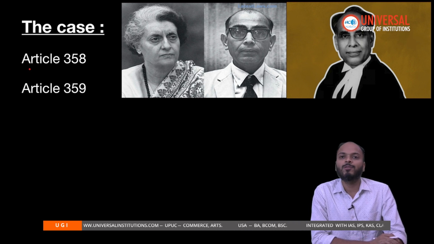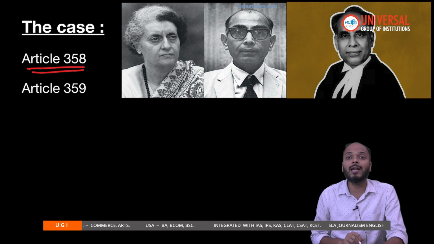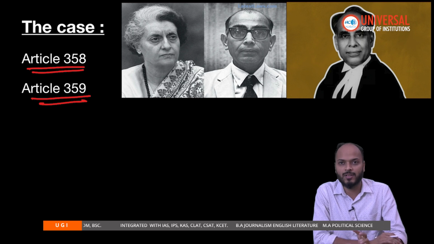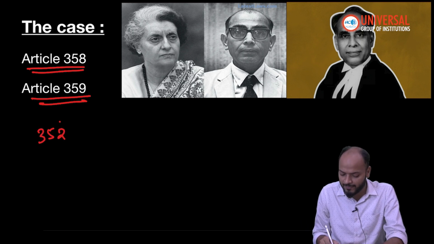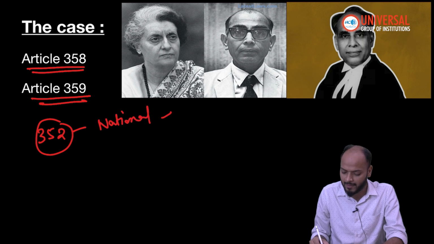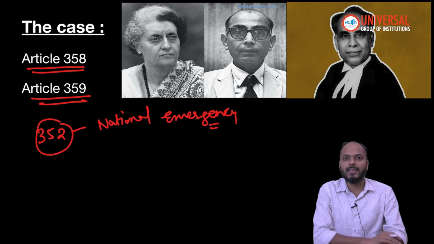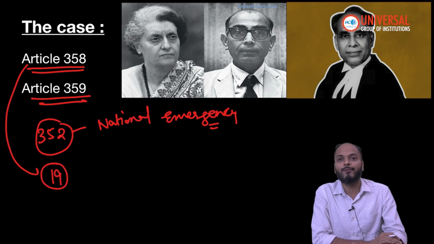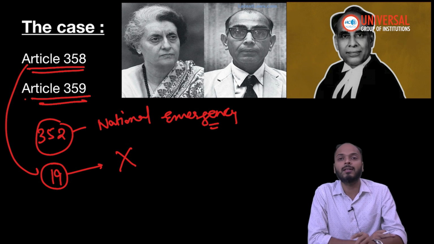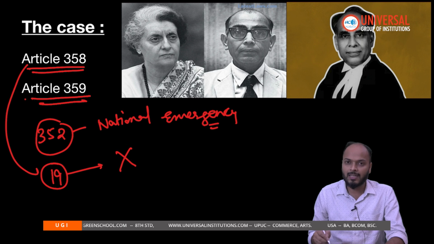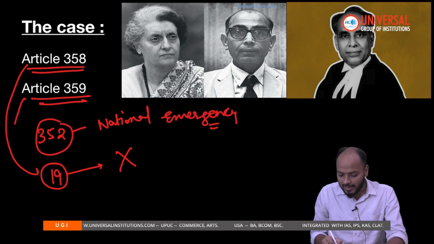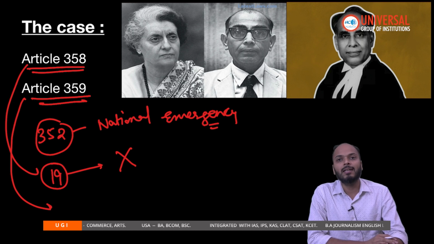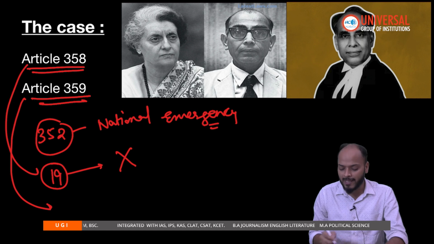Before we understand the judgment given by the Supreme Court in this case, let's try to understand what Articles 358 and 359 of the Indian Constitution say. So we have discussed that Article 352 is about national emergency, right? Article 358 says that when emergency is in place, Article 19 of the Indian Constitution, which apart from other rights gives the right of freedom of speech and expression, will automatically be suspended. So that's what Article 358 says. Article 359 says that apart from Article 19, any other fundamental right can also be suspended by the President.